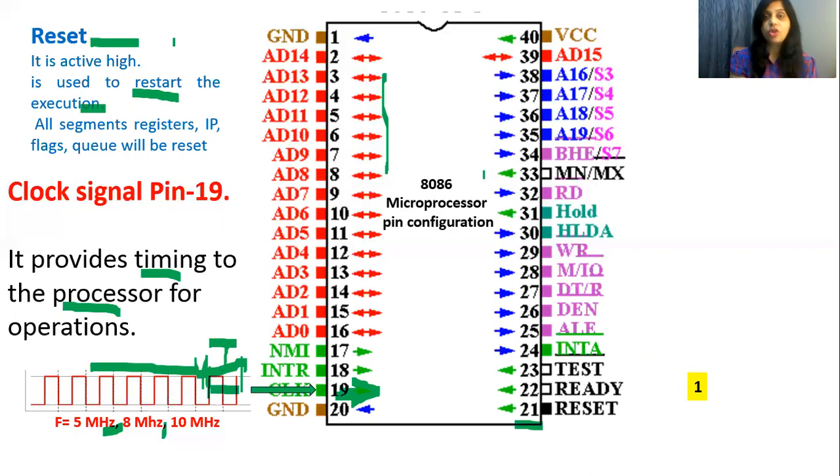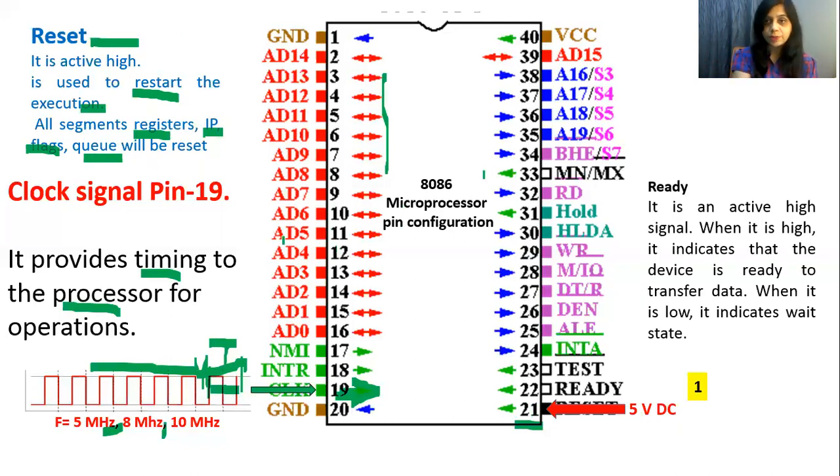Before execution of any new program, the user is supposed to reset the 8086 microprocessor by sending logic 1 here like this. What happens when we send logic 1 on this pin? It will reset the registers, instruction pointer, flags, and queue in the 8086 microprocessor. That means all these registers will become 0.